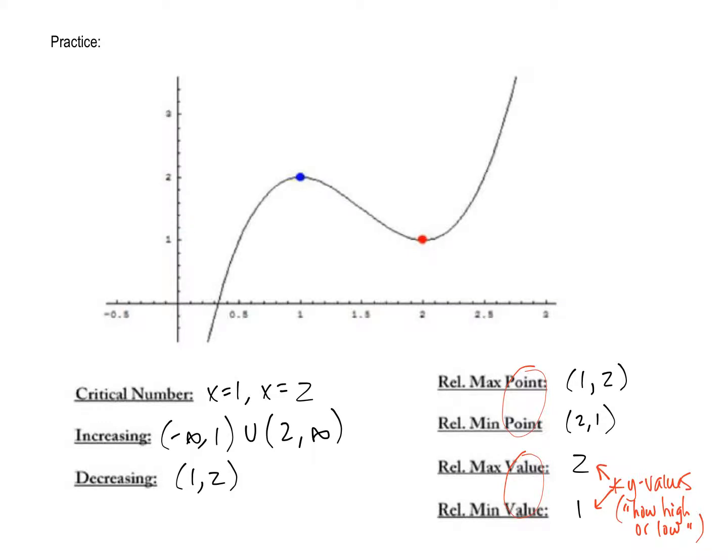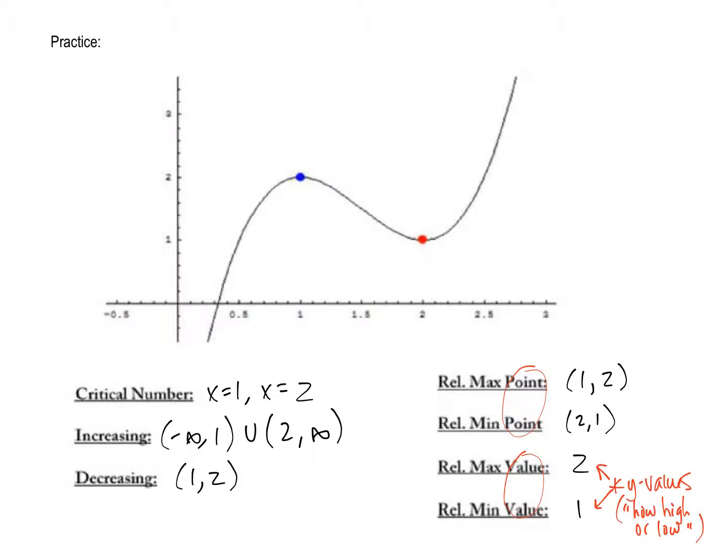Okay, so make sure that if it's asking for values, it's asking for y values. That means how high or how low. High and low are y values on the coordinate plane. So make sure that you're paying very specific, close attention to whether it's asking for a point, that means give me an ordered pair, or the actual value, which is the y value, which is right here, the 2 or the 1, and not to be confused with the critical number, which is x values, okay? So make sure that you're answering the correct question that I ask.